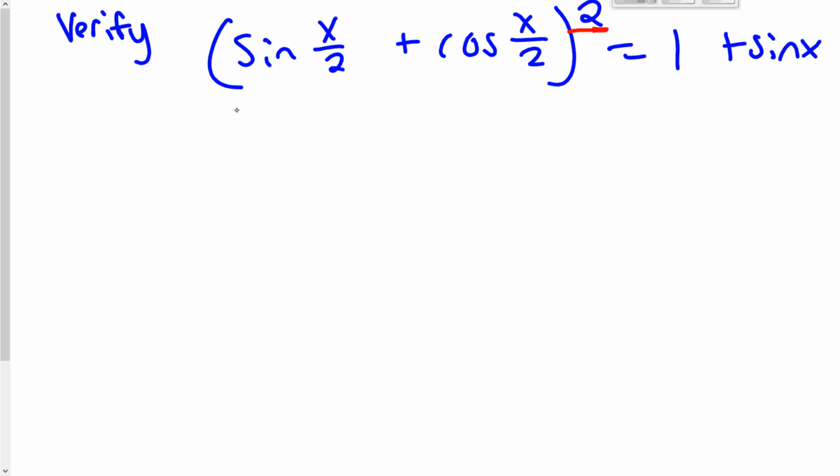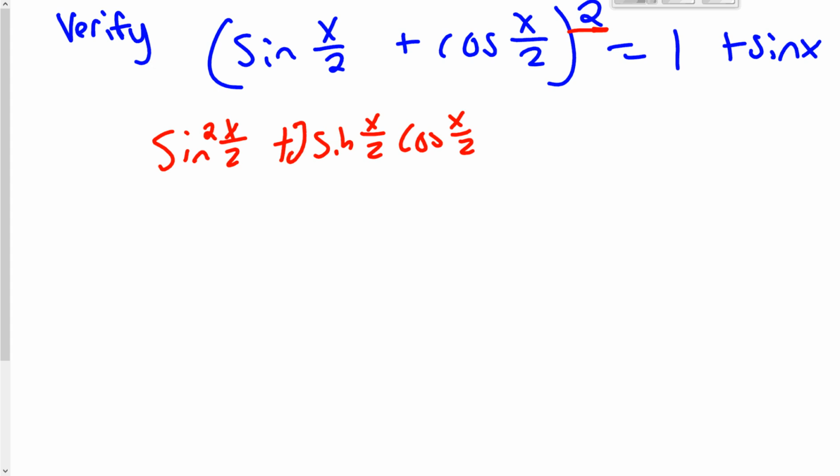So sine of x over 2 times sine of x over 2 is sine squared of x over 2. Not the angles being squared, the sine is being squared. And then sine times cosine is a positive, so plus sine of x over 2 times cosine of x over 2. And we're going to do that again, right? Cosine times sine the other way, so actually we're going to have two of them. And the last one is cosine times cosine, which is a positive cosine squared of x over 2. Alright, so we got that.